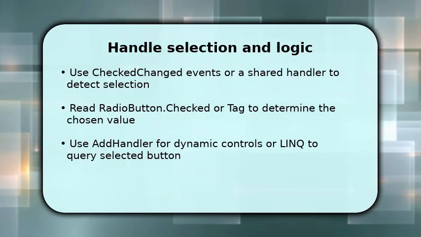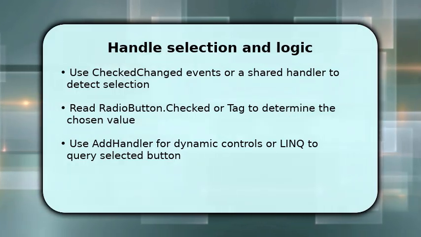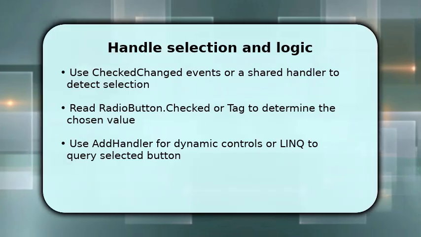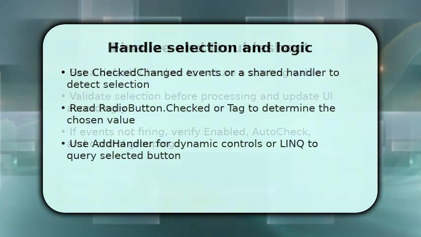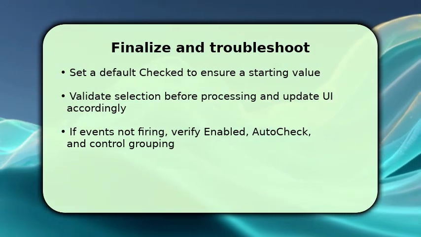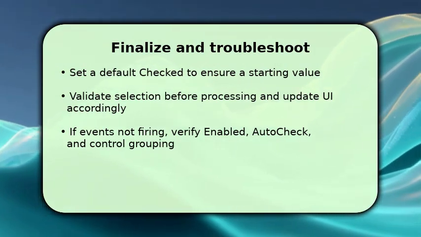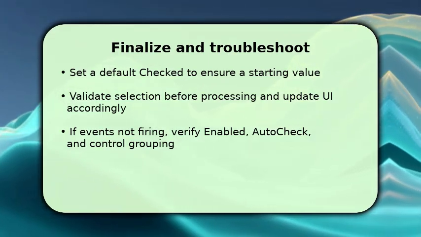Once you have the selection, update UI state or variables, for example, enable related controls or set a bound property so downstream logic uses the chosen value. You finish by setting a default radio button.Checked to guarantee an initial valid choice, then implement validation before processing. Confirm a selection exists and show feedback.